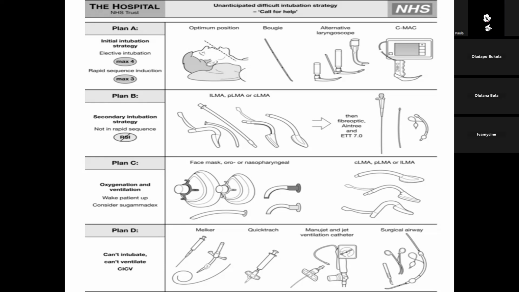We all know that plan A is the initial intubation strategy, plan B is a supraglottic airway device, and then plan C is maintaining oxygenation and ventilation using any of these devices as well. And then plan D is where you can't intubate, can't ventilate, using all the front of neck access devices, depending on what your skill is.